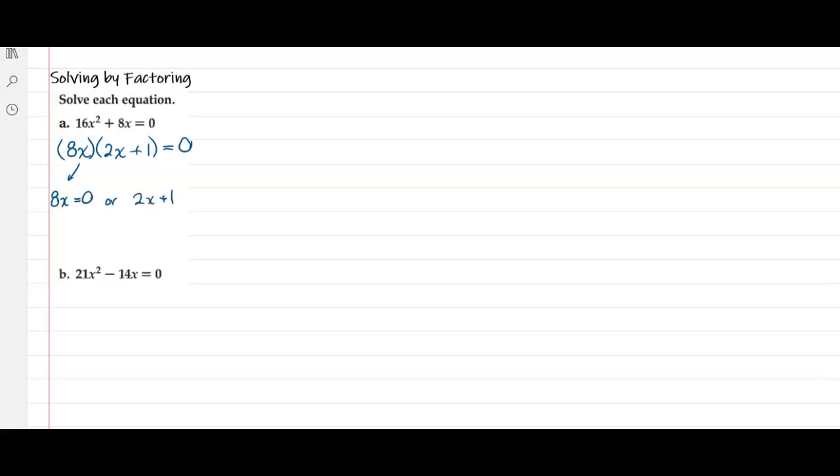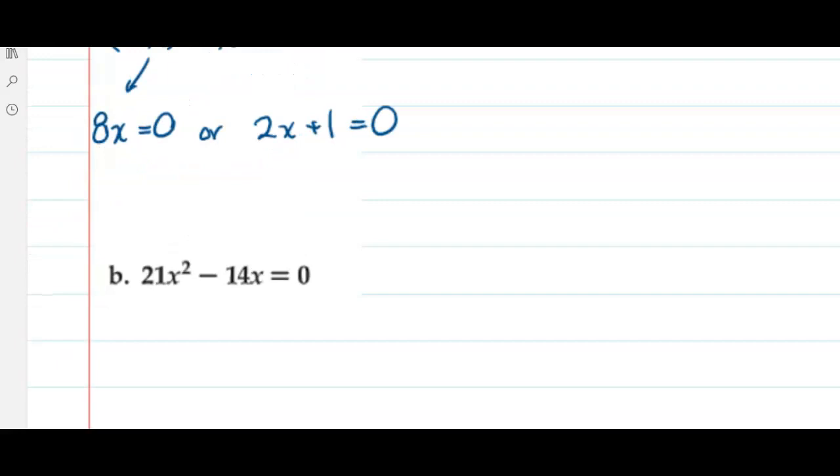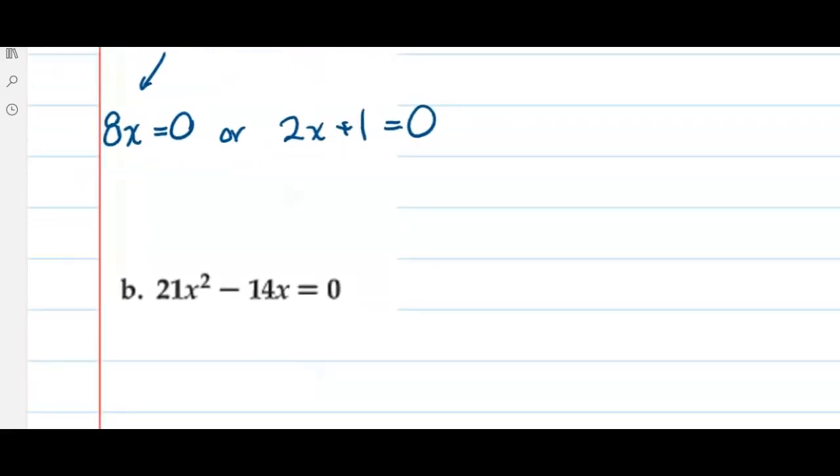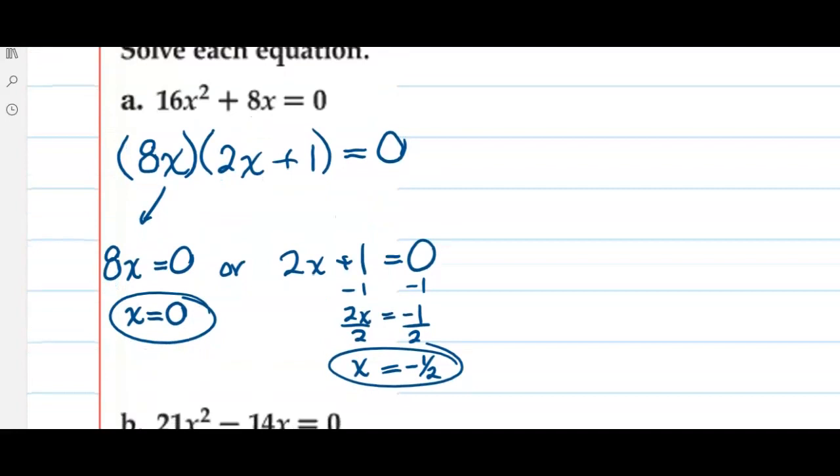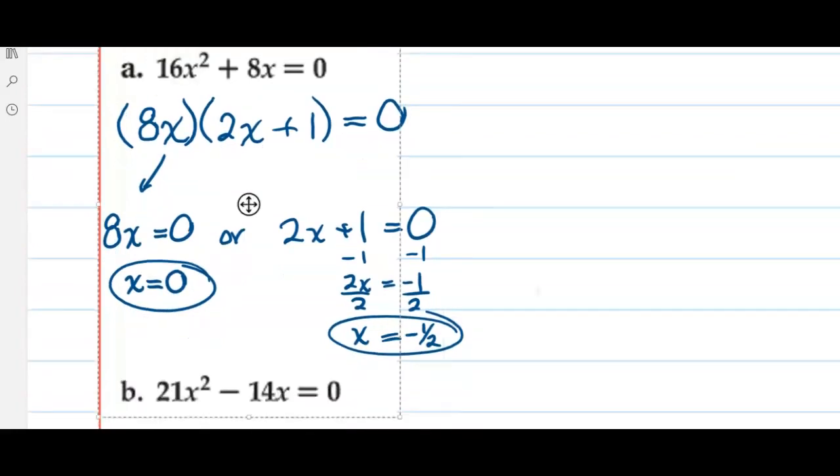Or quite possibly both of them equal 0. Solving the equation on the left by dividing by 8, I get that x would equal 0. Solving the equation on the right by subtracting 1 and then dividing by 2, I see that x is negative 1/2. These are both of my solutions, and if I check them by plugging them back through our original equation, you will get 0 for an answer.